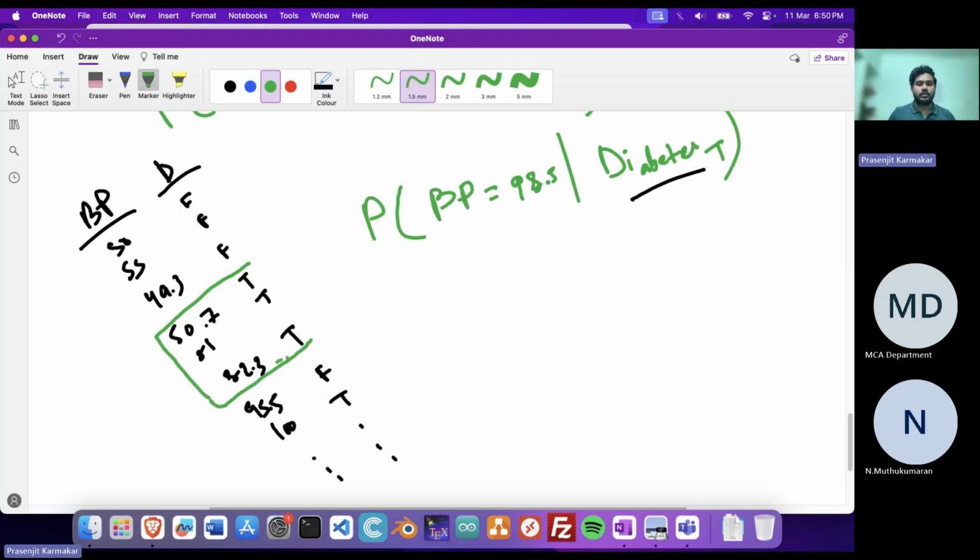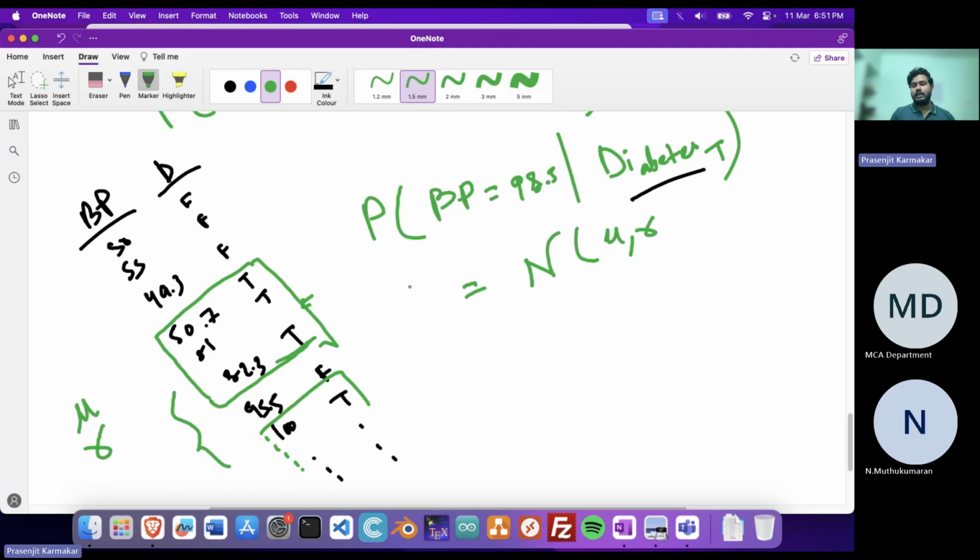Similarly, what we will do, we just segregate the entire chunk where it is true. Let's say this is a true chunk, right? True chunk. Anyway, so all the values where we have diabetes equal to true, we can compute the mean, mu, and standard deviation, sigma, from them, and just model this distribution as a normal distribution, right? So how can we compute it? We can just compute the normal distribution of mu, sigma from the data here. What is the probability that my BP is this?